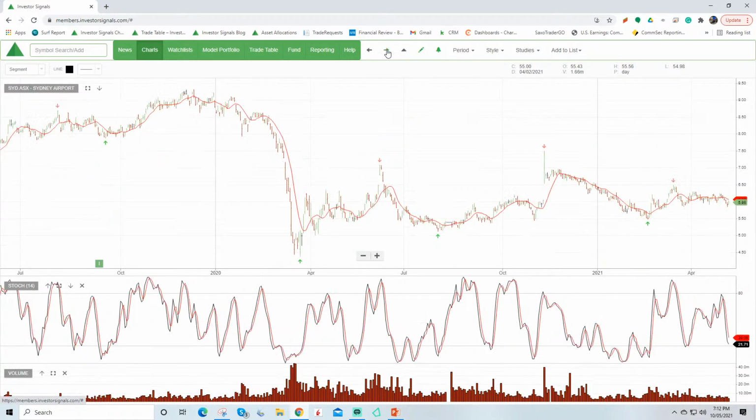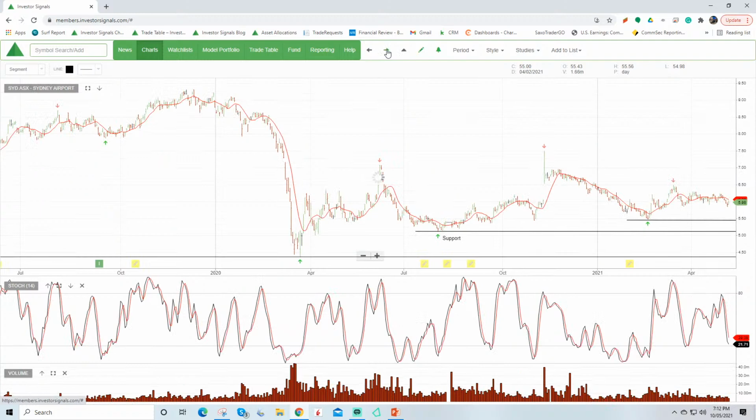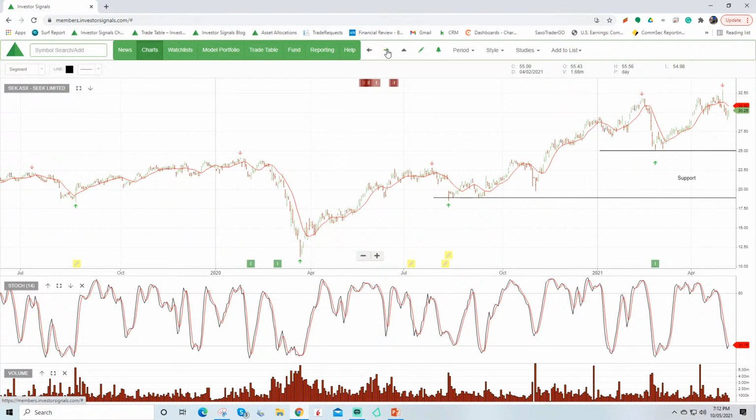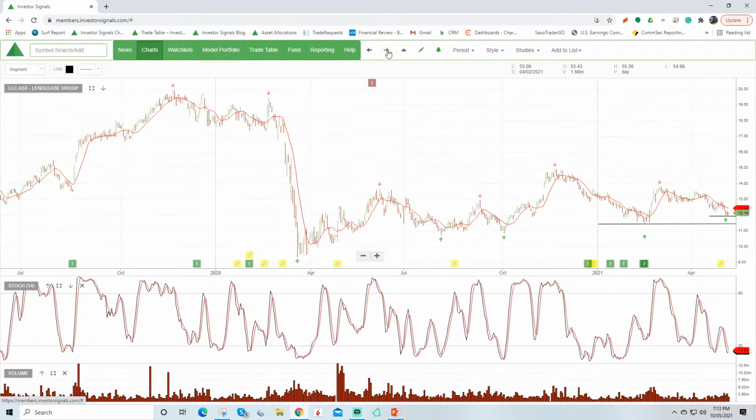Mirvac, not doing there at the moment, but under buy signals, as is Sydney Airports is under buy. Aristocrat Leisure continues to perform well, but is getting a little expensive. Seek, struggle with the valuation there on Seek, so not a stock that we're too active in at the moment.